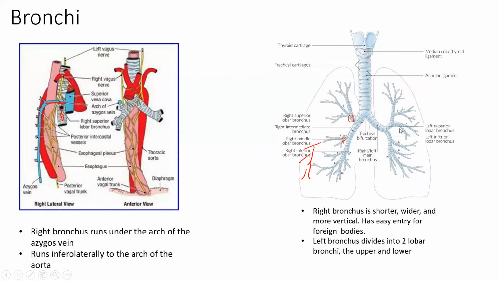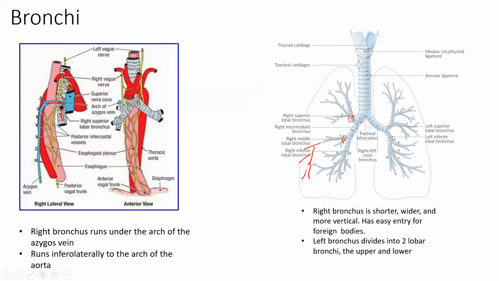The left bronchus runs inferolaterally to the arch of the aorta, as you can see here, and it's divided into two lobar or secondary bronchi. So, unlike the right bronchus, the left bronchus divides only into two lobar or secondary bronchi: the upper, the superior, and also the inferior left lobar bronchus. Then finally it again divides further into 8 to 10 segmental bronchi.